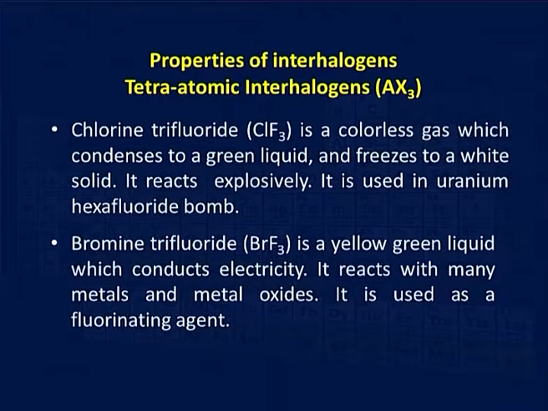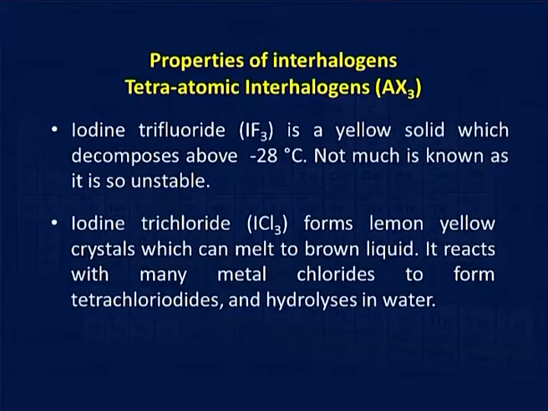Bromine trifluoride is a yellow green liquid which conducts electricity. It reacts with many metals and metal oxides. This bromine trifluoride is used as a fluorinating agent. Iodine trifluoride, a tetraatomic interhalogen, is a yellow solid which decomposes above minus 28 degrees centigrade, and not much is known since it is an unstable species.